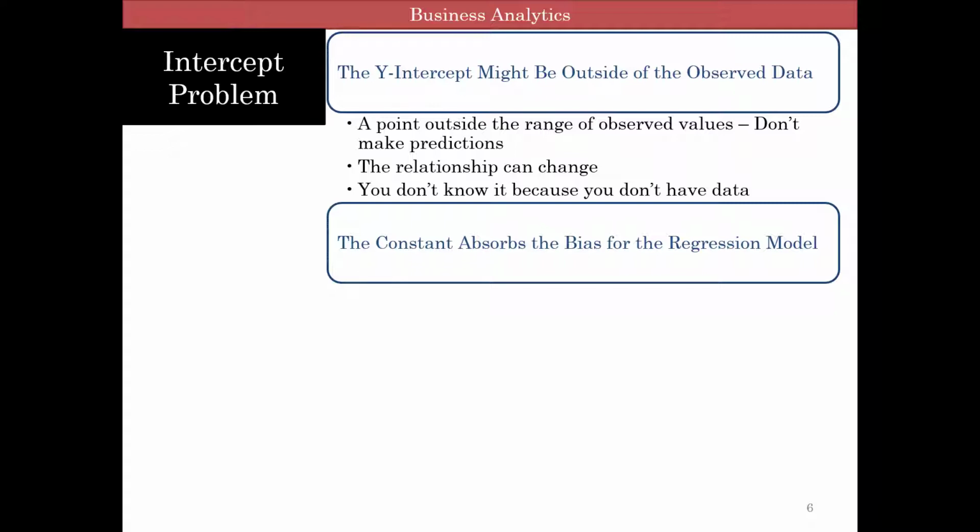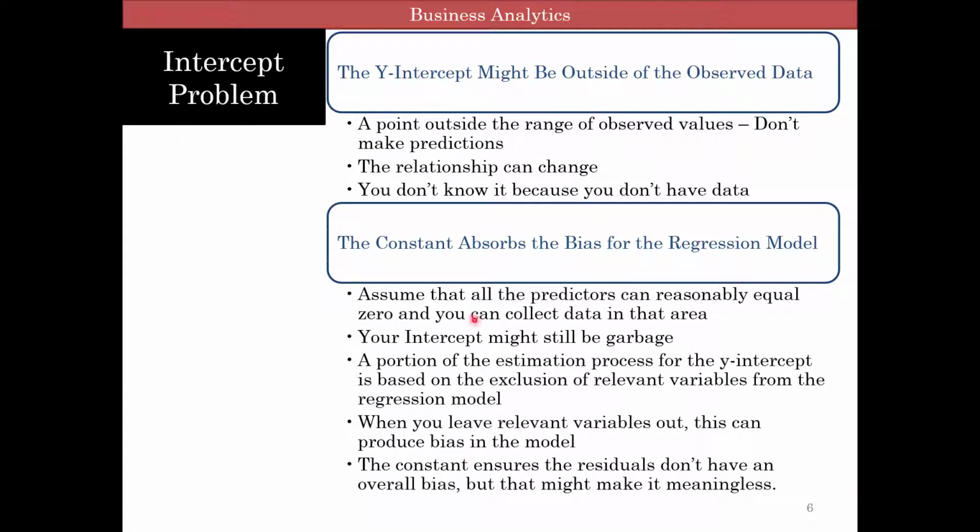Remember, when we did the assumptions for the regression model, the constant is used to absorb the bias for the regression model. You can assume all the predictors can reasonably be equal to 0 and you can collect data in that area, and your intercept might still be garbage. A portion of the estimation process for the y-intercept is based on the exclusion of relevant variables from the model. When you leave relevant variables out, this can produce bias in the model. So the constant ensures the residuals do not have bias, but that might make the constant meaningless.